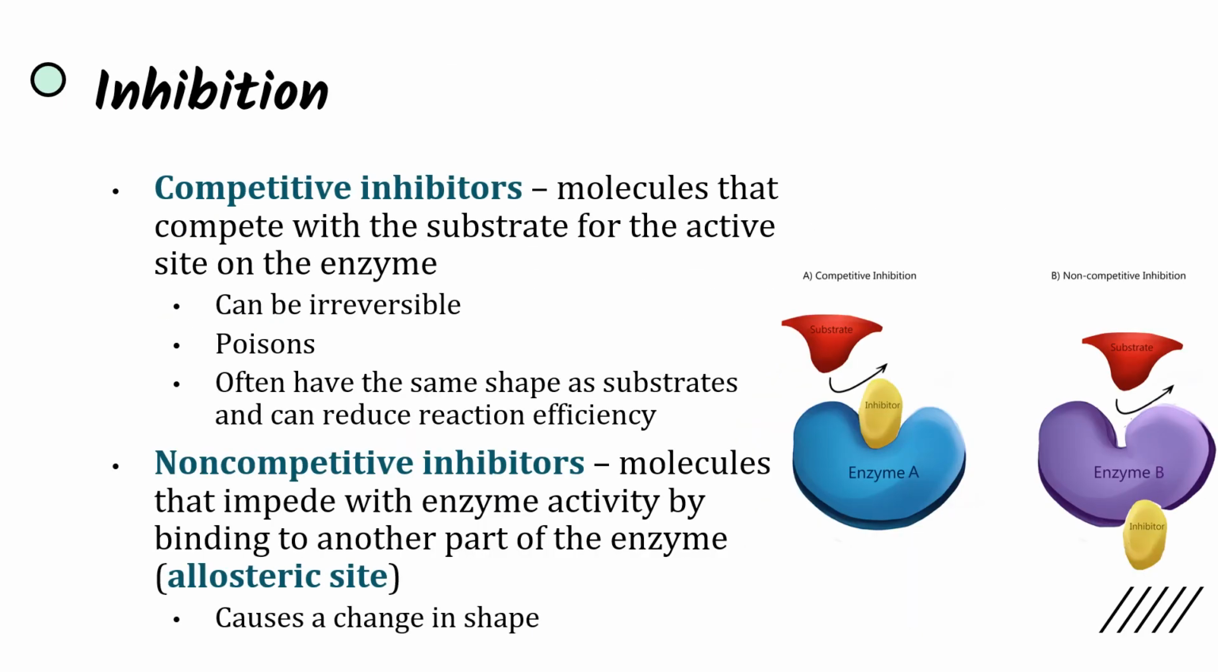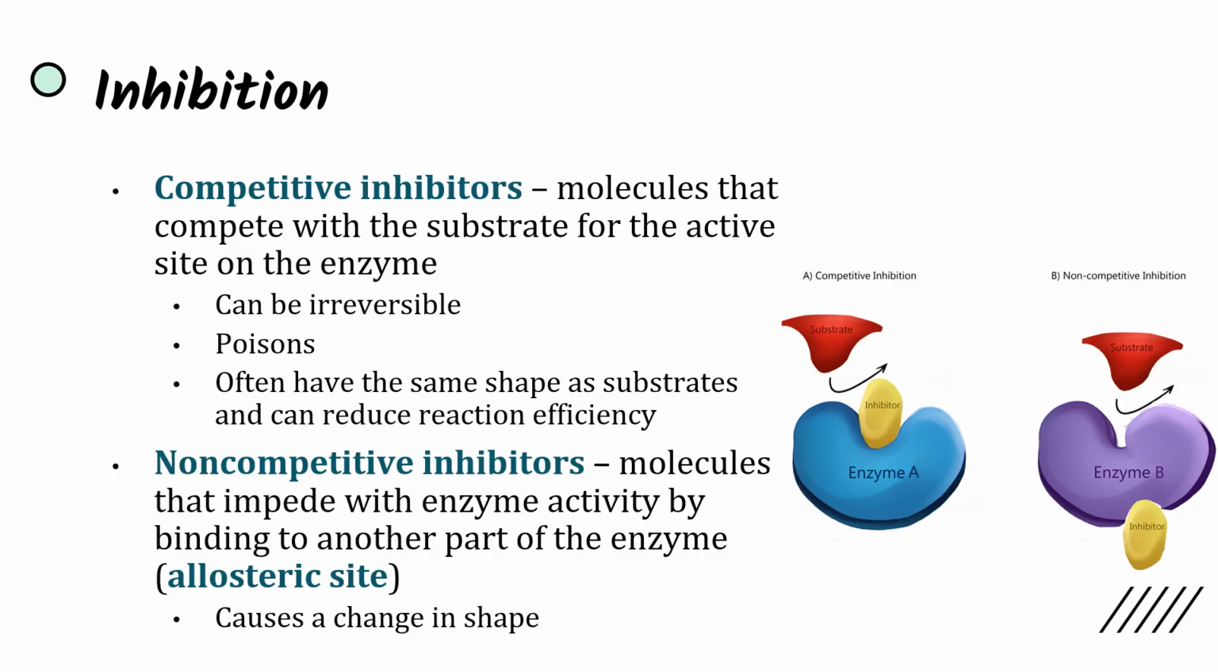We also have to talk about inhibition, and there are two kinds of inhibitors. First of all, there are competitive inhibitors, and these are molecules that are competing with the substrate for the active site on the enzyme, and these can be irreversible. Essentially, they're blocking the enzyme function indefinitely, and poisons are one type of competitive inhibitor. They usually have the same shape as substrates and can reduce reaction efficiency because they're using up this enzyme and they're not letting go, which essentially prevents potentially very important reactions from occurring in your body.